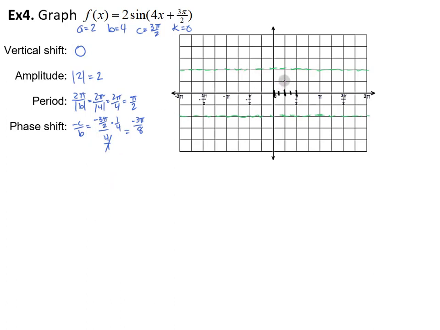But I think, remember, if 1 box is a pi/4 on this scale, that half box is a pi/8. So we just need to go left 3 half boxes, 3 pi/8. So we'll deal with that.